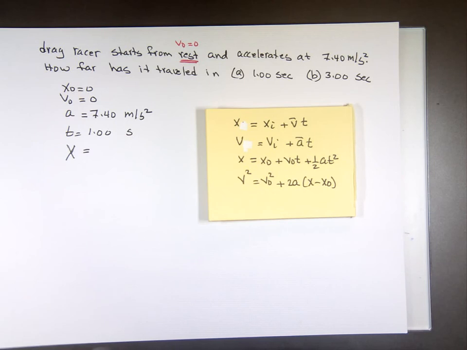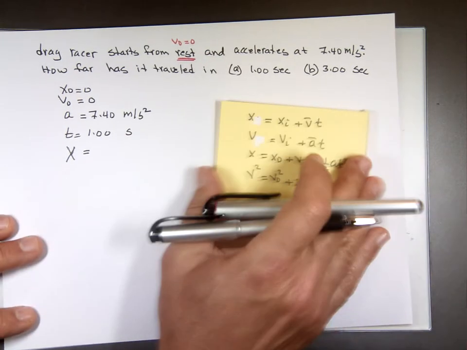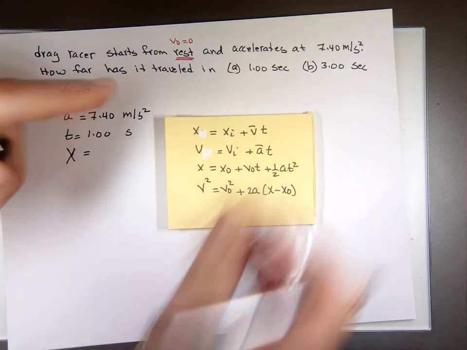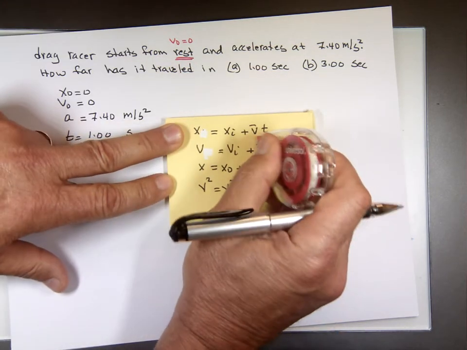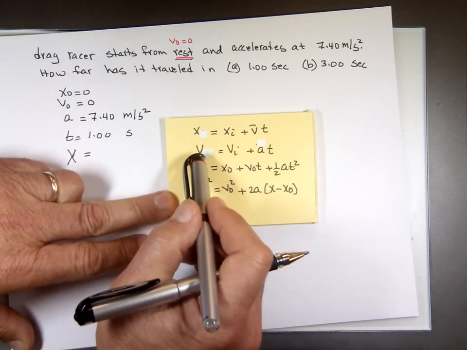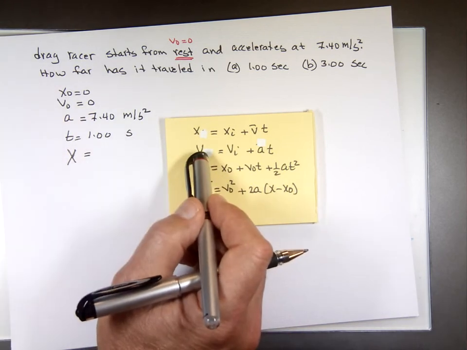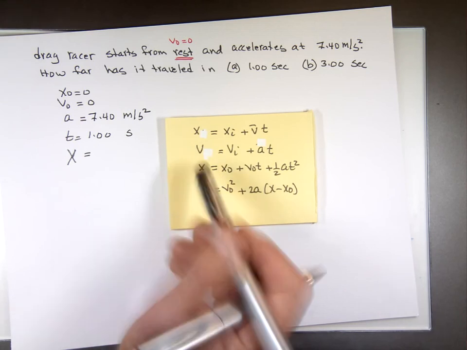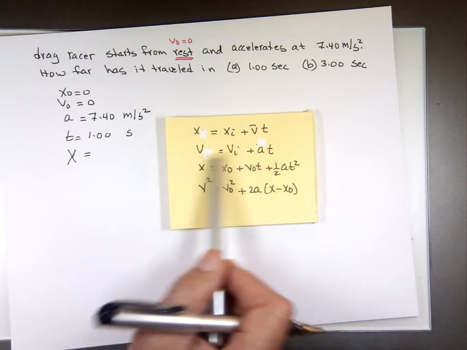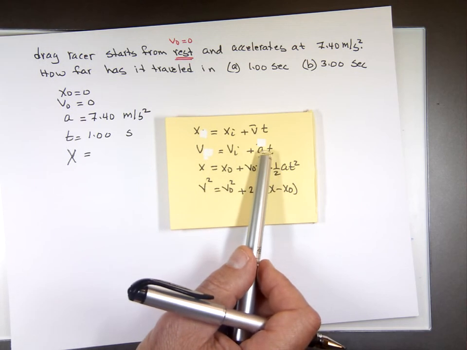Can I use this one? And again, let me erase the bar over the a, because we're dealing with constant acceleration, so the average is the same. I don't need to put it there. Do I know the final velocity? No. I can find the final velocity, but that's not what the question is asking. So that doesn't help me.